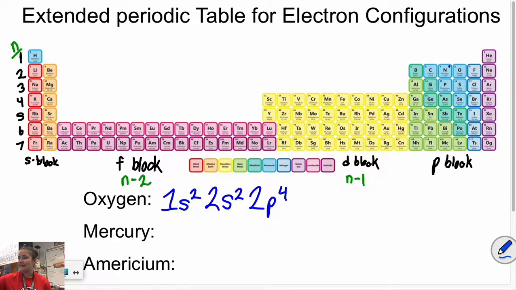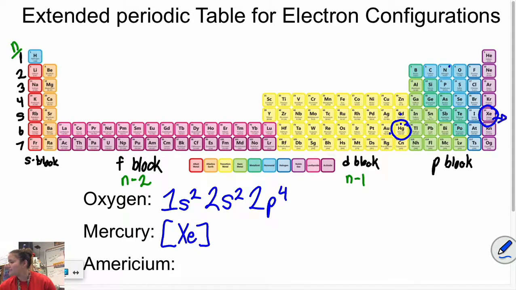Let's try a slightly harder one. We're going to try mercury. Mercury is symbol Hg on the periodic table, and it's right here at the end of the D block. Now, when writing electron configurations for the bigger elements, we typically use the condensed or noble gas electron configuration. So you're going to look at mercury, go up one row, and look at the noble gas that comes before mercury, in this case, xenon. We write its symbol in brackets. What that tells us is that mercury's electrons look just like xenon's, and they have some extra ones added on.